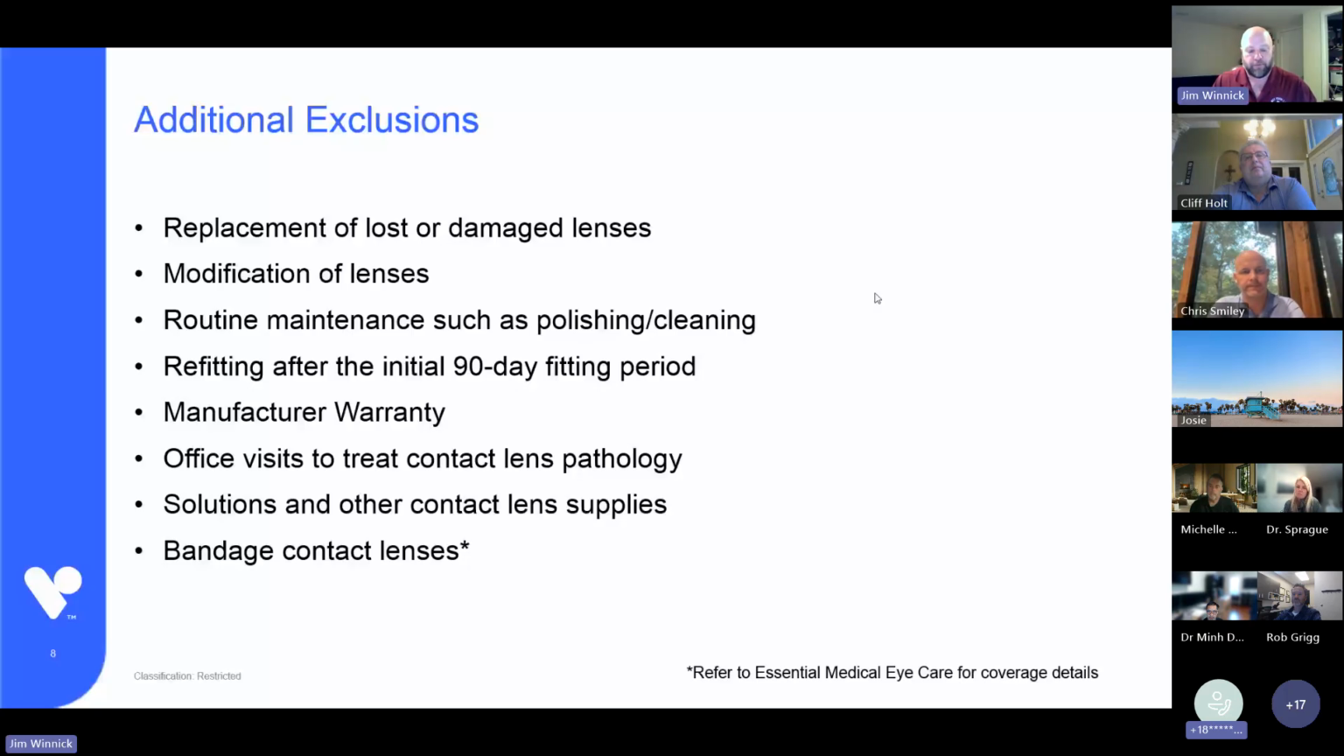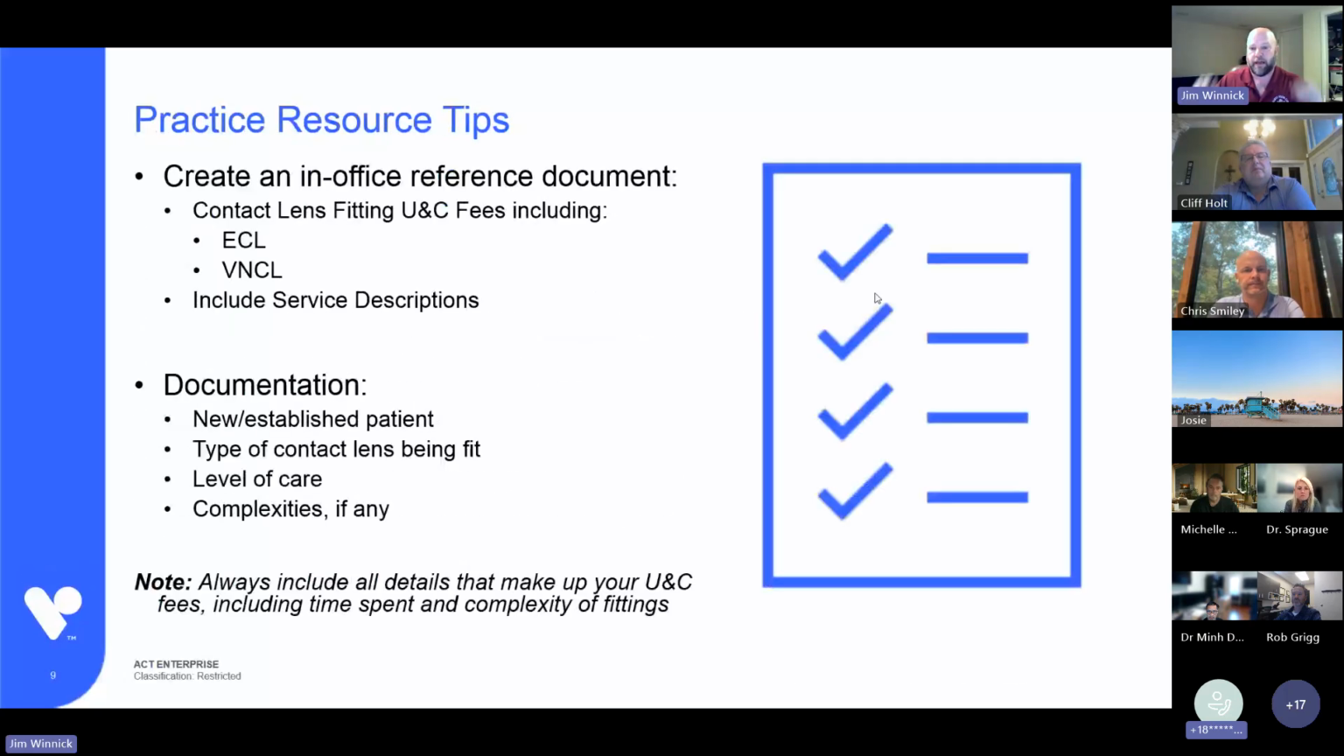Okay, some big practice tips as far as keeping your practice in compliance with everything. And that's the documentation that you have readily available in your practices. The first one should be a printed reference for all of your contact lens usual and customary fitting fees. This should include both elective contact lenses and visually necessary contact lenses.